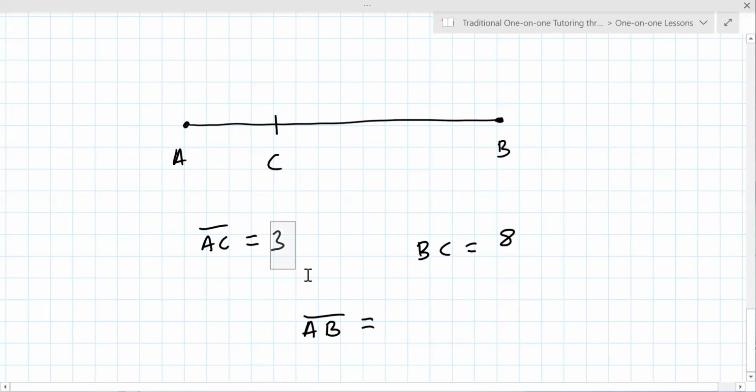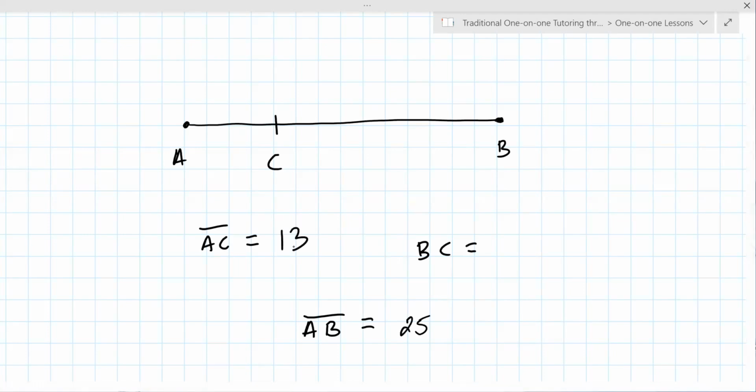Yes. Okay. So now let's do it differently. Let's say I tell you that AB is 25 and AC is 13. What is BC? What is BC? Yes. What is BC? BC is okay, BC is 8 inches. 8.